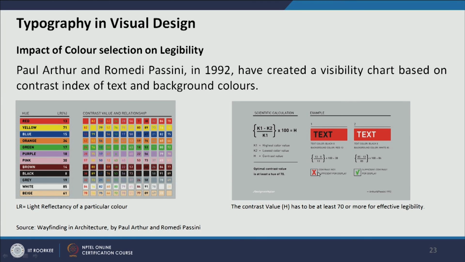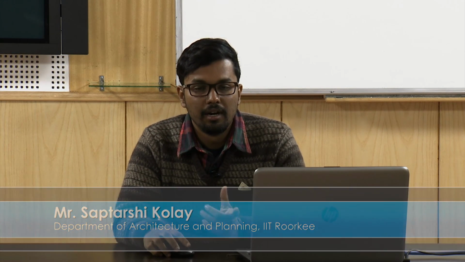By his study, he did several ethnographic studies, and he conducted many questionnaires with users, and he surveyed many people, and he identified that if the value of H is less than 70, it is very difficult for users to read. It should be at least 70 or more for legibility. The higher the contrast value H is, the more legible the background and text color combination will be.